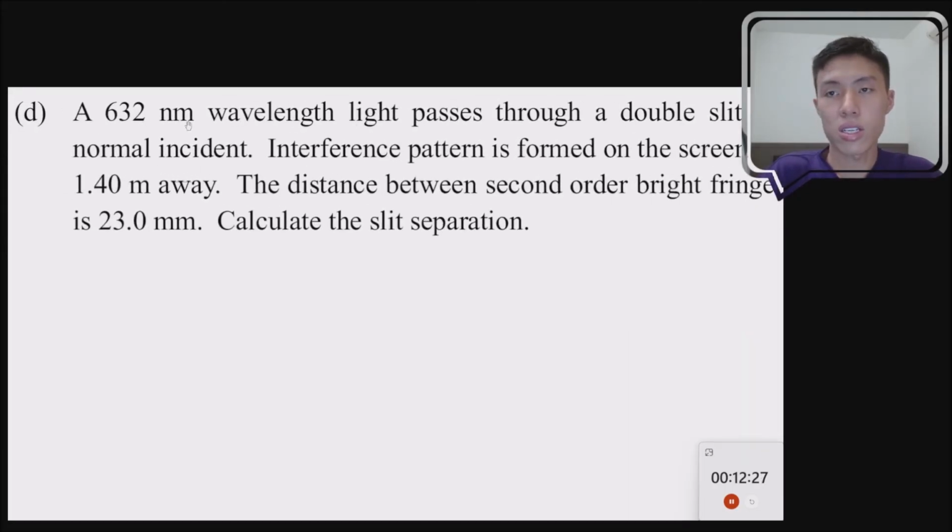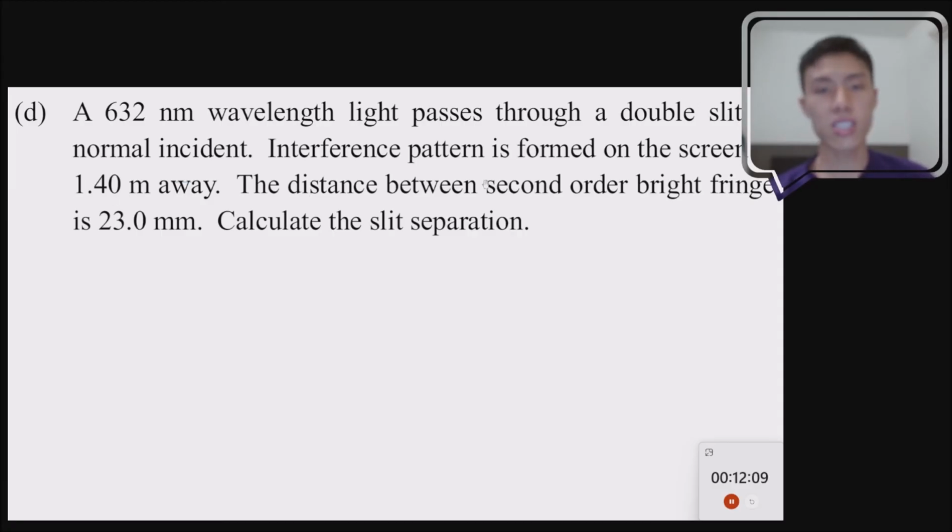A 632 nanometer wavelength light passes through a double slit at normal incidence. So you are shining light of 632 nanometer through a double slit. The interference pattern is formed on the screen at 1.40 meter away. So this screen is 1.4 meter away from the double slit.